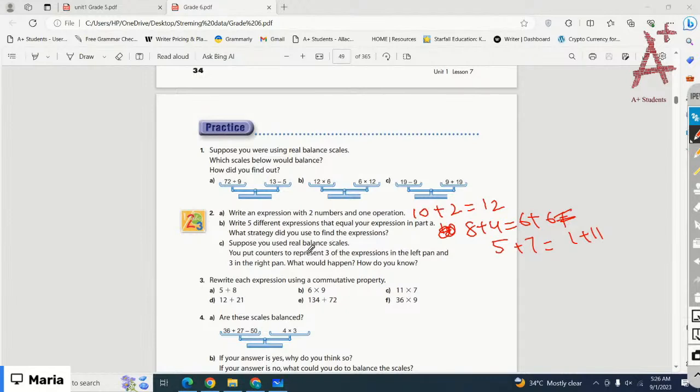Suppose you used real balance scales. Put your counters to represent three of the expressions in the left pan and three in the right pan.